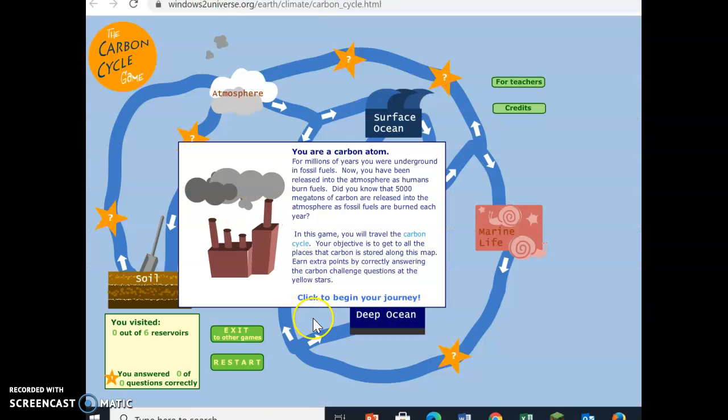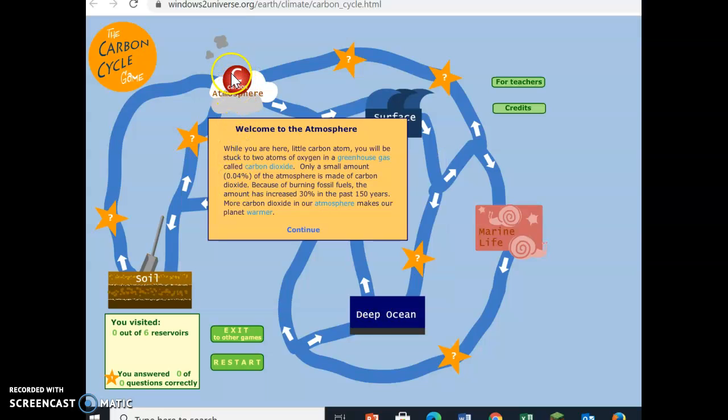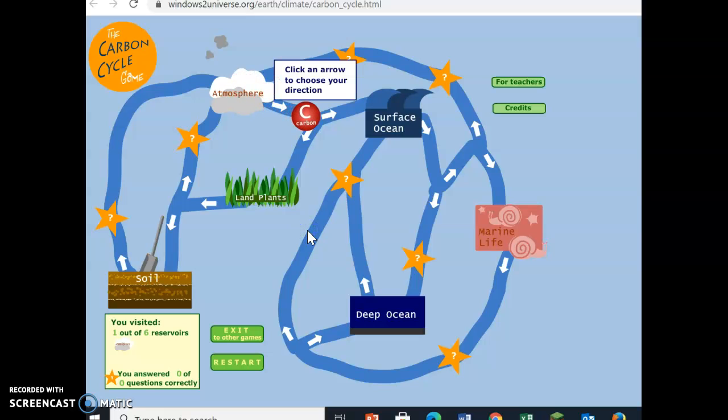All right, so I'm going to go ahead and begin my journey. I am a carbon atom, a single particle of carbon, and the very first thing that's going to happen is I get paired up with a couple of oxygens, and I get turned into CO2. In the atmosphere is where I'm starting. Everybody starts here. And I want to click on all those different colored words, take a look at what those are. So as we go through, we have to make some choices.